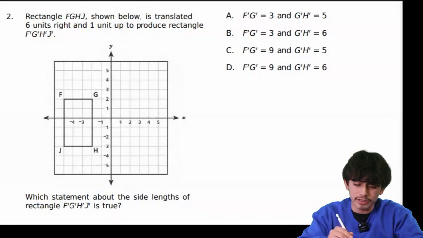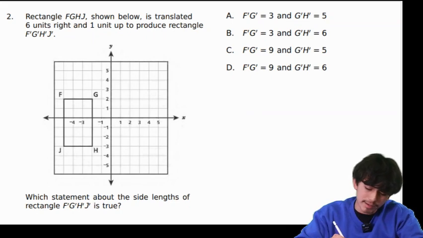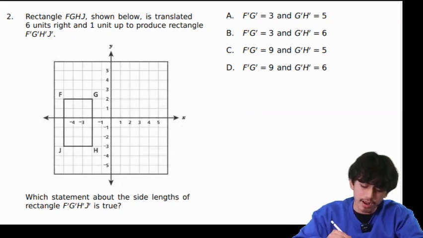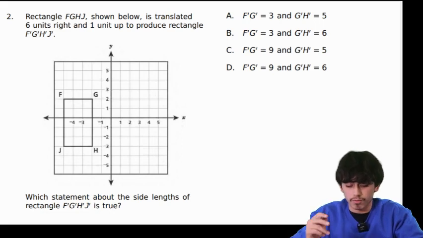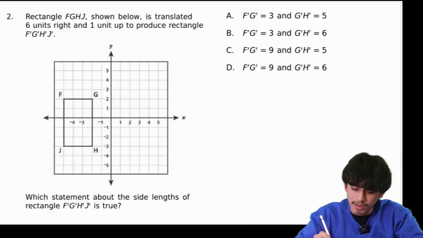Rectangle FGHJ shown below is translated 6 units right and 1 unit up to produce rectangle F prime, G prime, H prime, and J prime. Which statement about the side lengths of rectangle F prime, G prime, H prime, and J prime is true? First thing I'm gonna do is look at the side lengths that we're trying to find out, and I see in my multiple choice questions that I'm looking for F prime G prime.